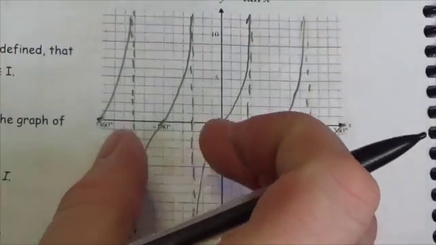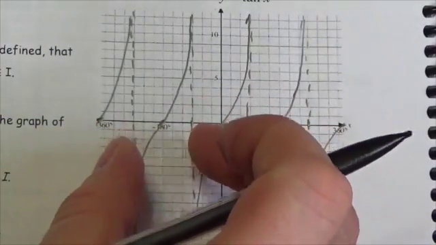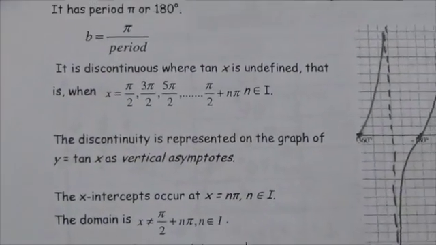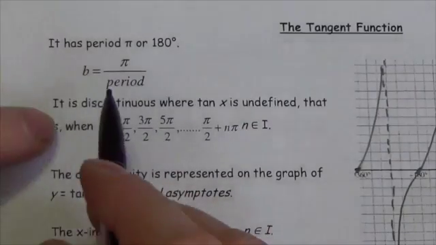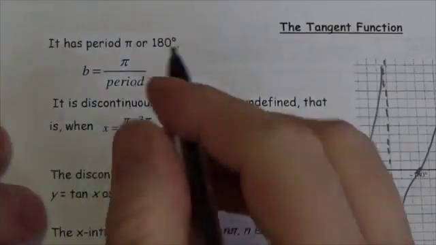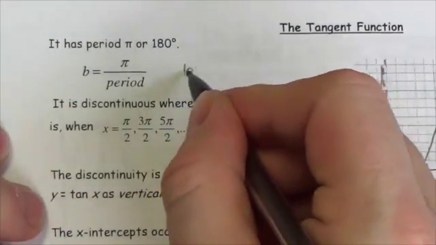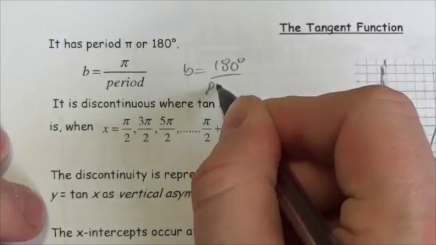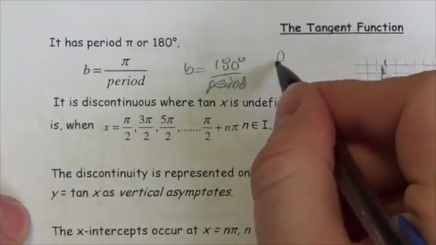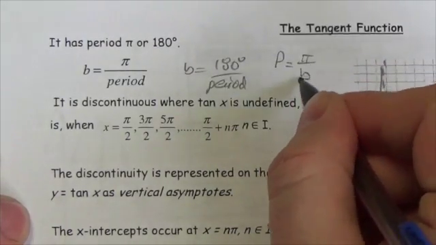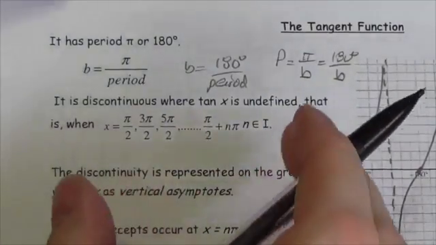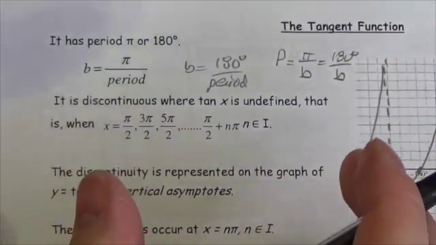Again, reiterate that the period here is just 180 degrees or pi radians. So now let's take a quick look at these properties over here. You'll notice this first one here, that it has a period of pi or 180, so b is equal to pi over the period, or b is equal to 180 over the period. Or the other way around, the period P is equal to pi over B or 180 degrees over B. Either way, one of the things you've got to memorize here is that the period of tangent is smaller than that of sine and cosine.